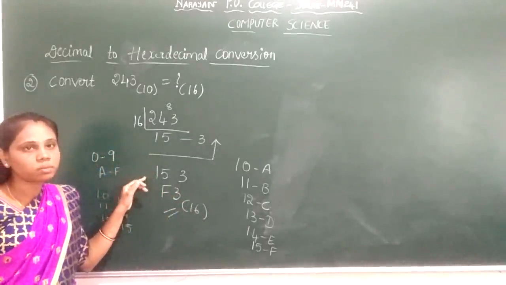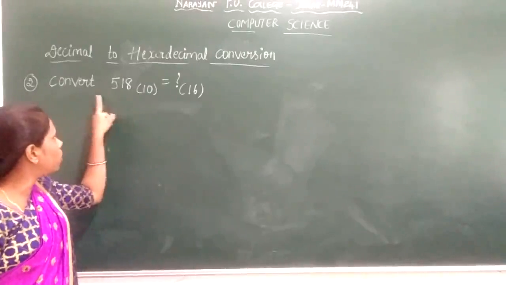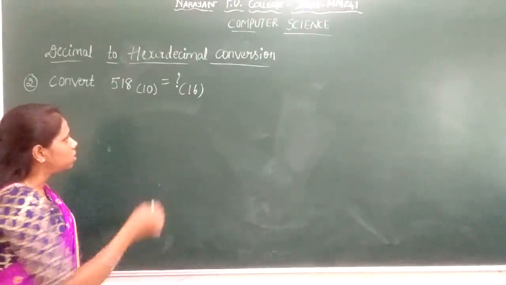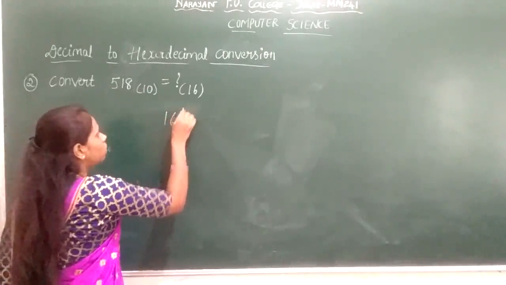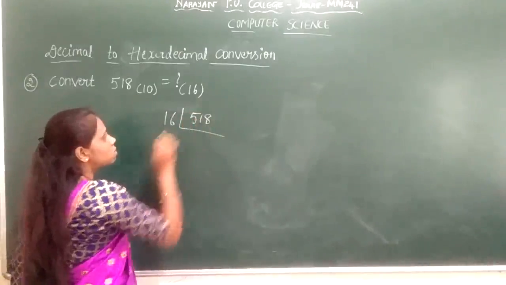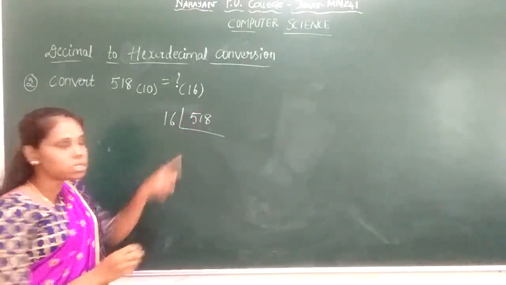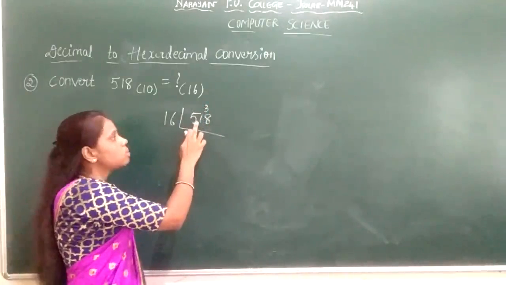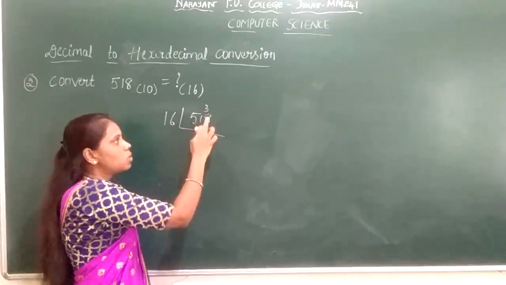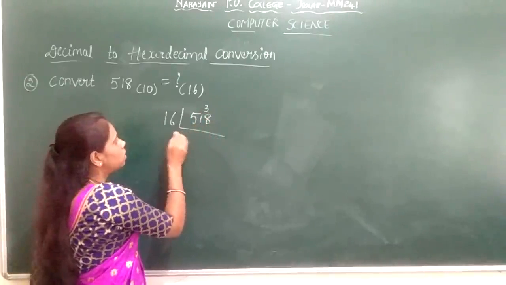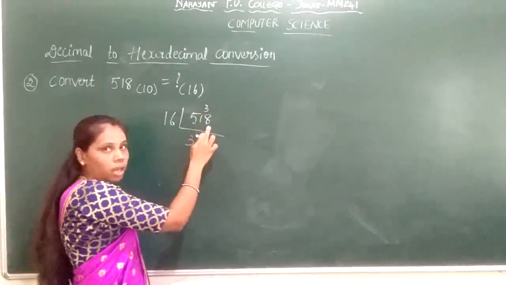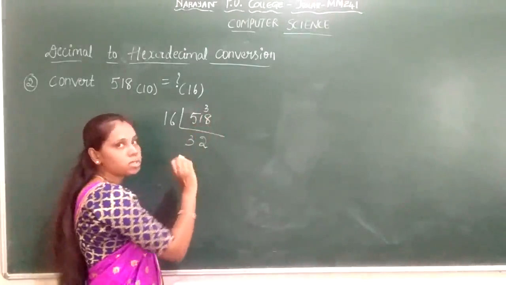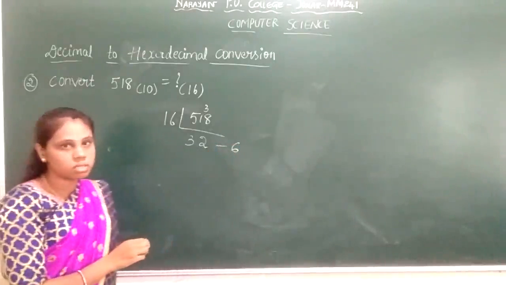Now we will see one more example. Okay, now we will see one more problem, that is convert 518 to hexadecimal value. Same procedure, you need to divide 518 by 16. Now 16 3s are 48. So 16 3s are 48. What is left out? You will be left out with 3. That is 51 minus 48 will be 3. So it will become 38. Now 16 2s are 32. 38 minus 32 will be 6, the remaining value is 6.